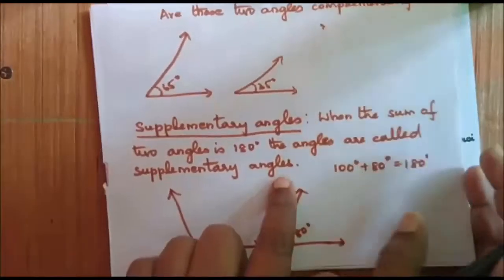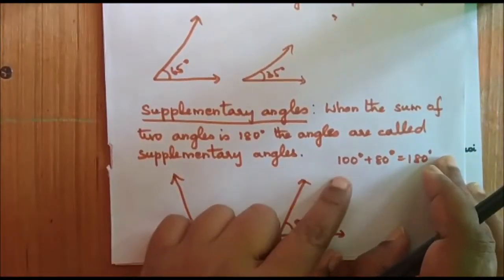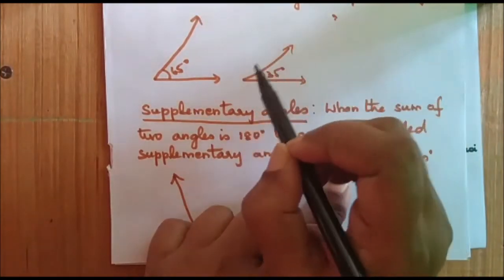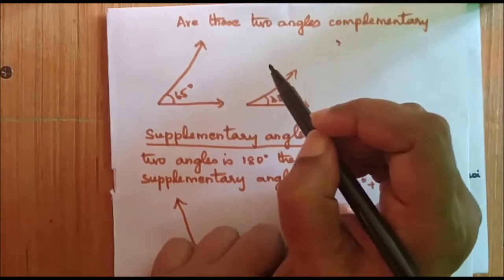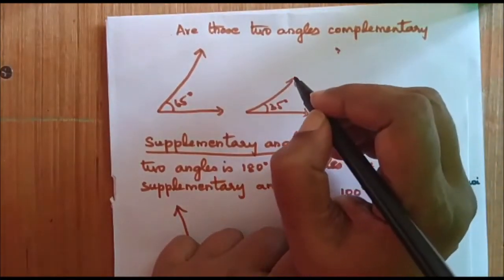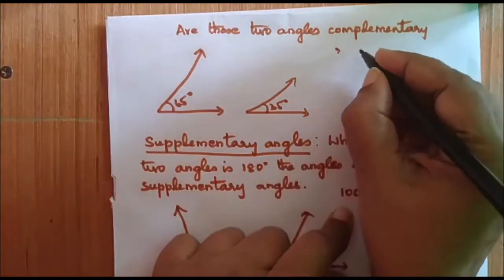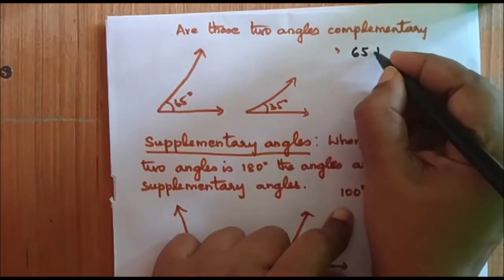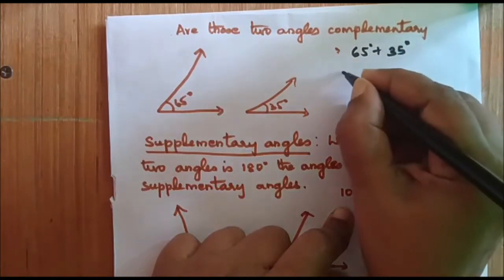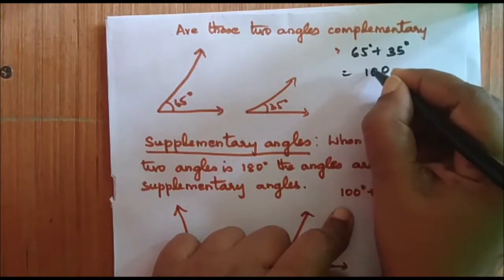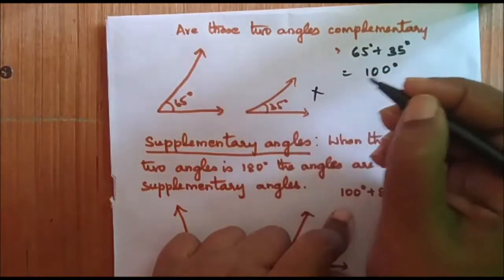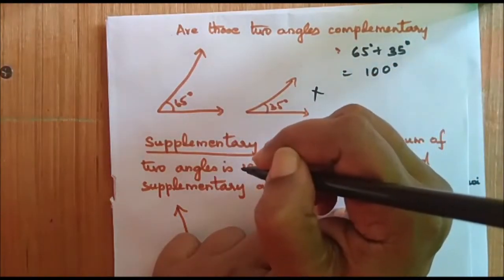Now we'll go to the next topic. Before that, we have a question here. Are these two angles complementary? What did we learn about complementary angles? We learned that the sum of the two angles must be equal to 90 degrees. Now let me add both these angles. What do I get? I get 100 degrees. So are they complementary angles? No, they are not complementary angles.